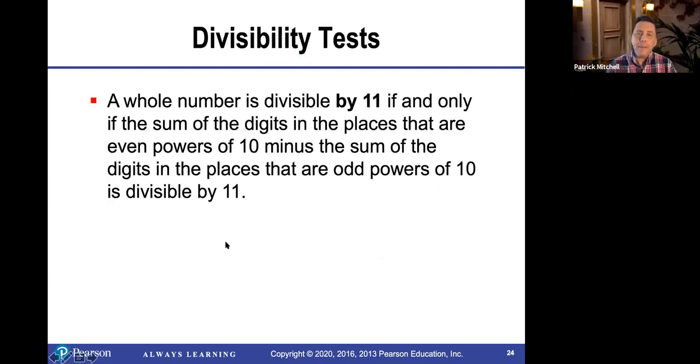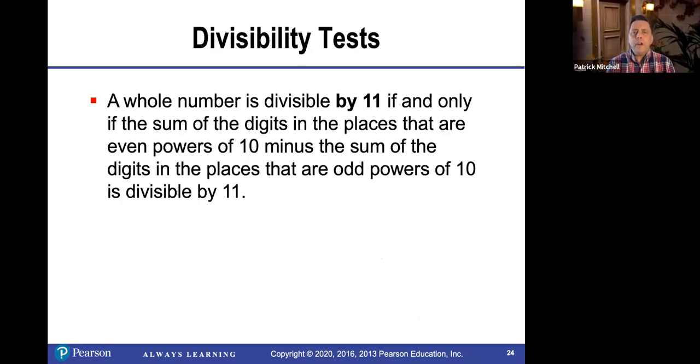All right, and that brings us to a test for divisibility by 11. I did not learn this one when I was in school. I learned this one much later. It's a little bit more complicated than the others. It's not as complicated as they're making it sound, though.